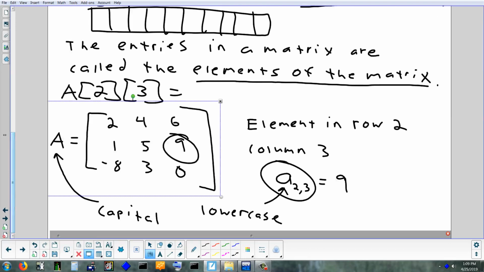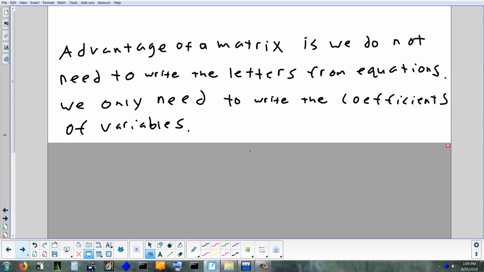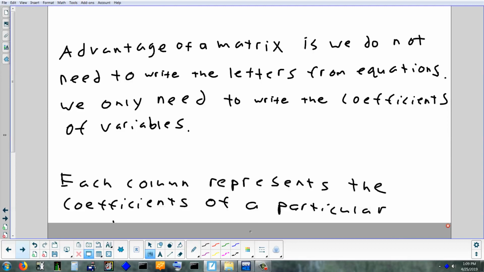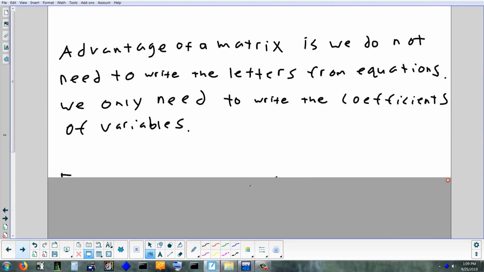So the convention in our book is capital letter to name a matrix, small letter to reference an element in it. The main advantage here is it doesn't really save on the number of steps. What it saves is how much you have to write at each step. And you still have kind of a lot to write, but you're just not going to have to write any more letters. We're just going to write numbers through the whole problem. So let's say you had just kind of a simple system of equations.